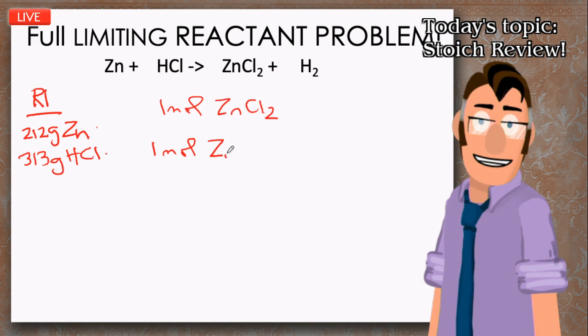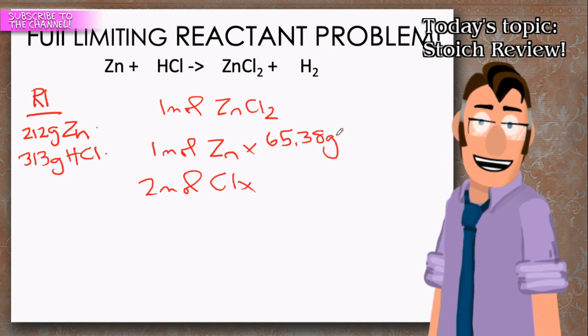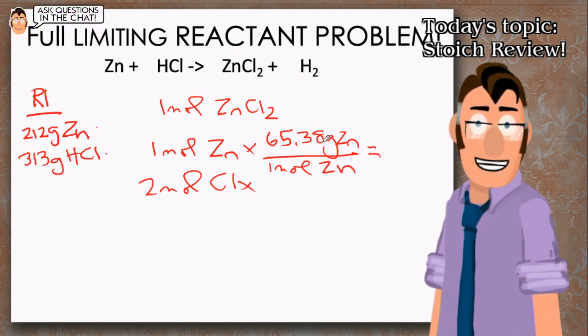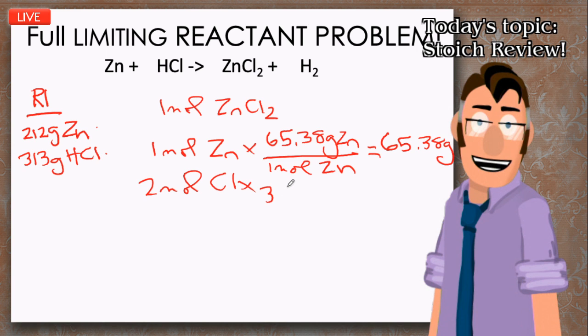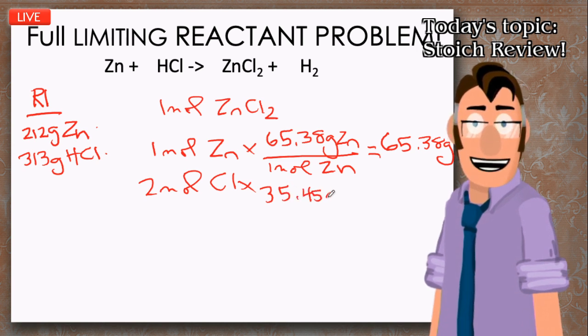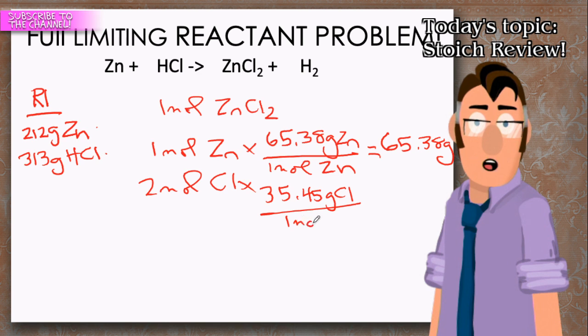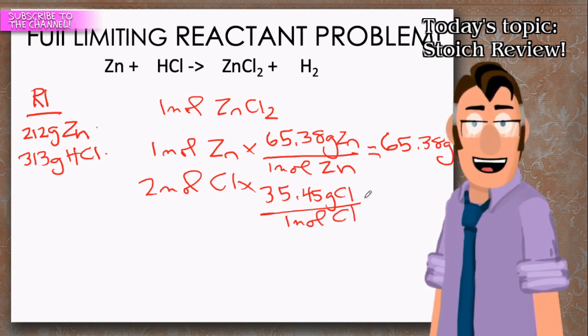So I have 1 mole of zinc, and I have 2 moles of chlorine. Then I'm going to take those moles and multiply them out. So I have 65.38 grams of zinc per 1 mole of zinc. And where do we get that, everybody? I'll wait for the chat to tell me where I got that number. 65.38 grams, and then chlorine's molar mass is 35.45 grams of chlorine per 1 mole of chlorine. Yes, the periodic table. Excellent, Alexandra.